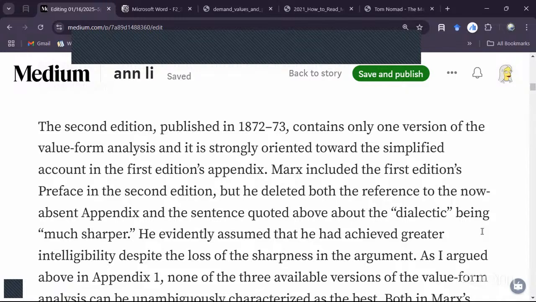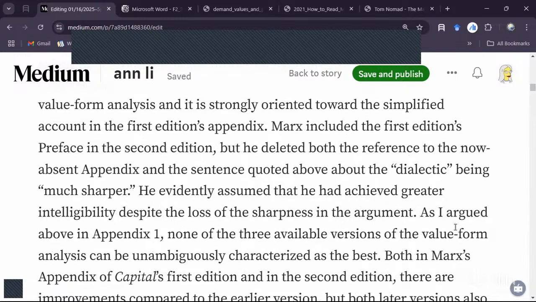Marx included the first edition's preface in the second edition, but he deleted both the reference to the now absent appendix and the sentence quoted above about the dialectic being, quote unquote, much sharper. He evidently assumed that he had achieved greater intelligibility despite the loss of the sharpness in the argument. Now, whether that's true or not is another question.